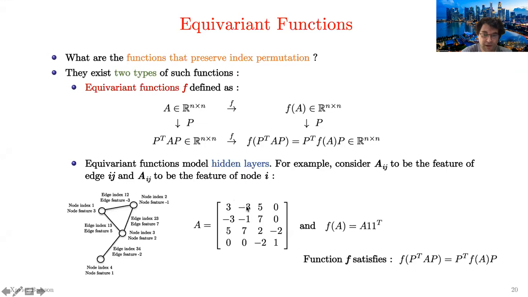Okay, and then it's a typo. It should be aii. So aii is going to be the node feature for the index 1. Okay, so it's going to be 3, the value of 3.